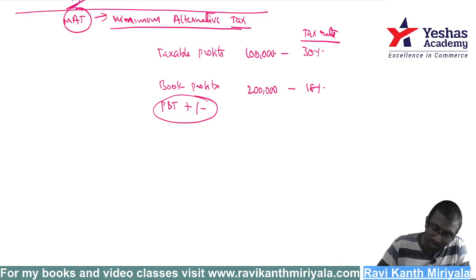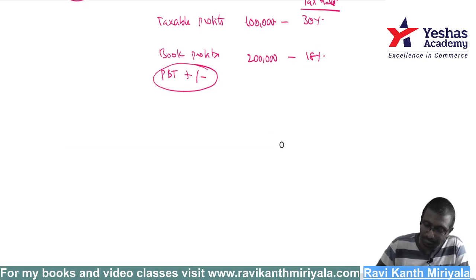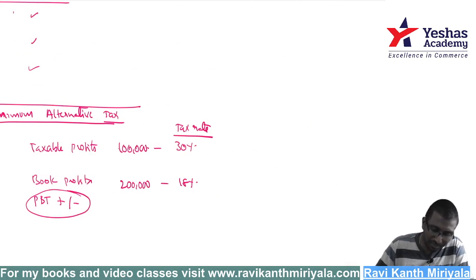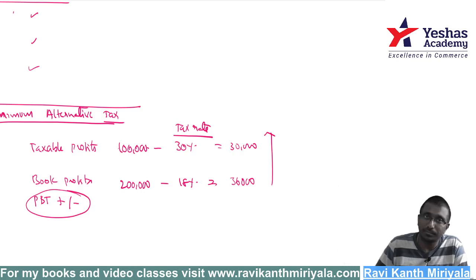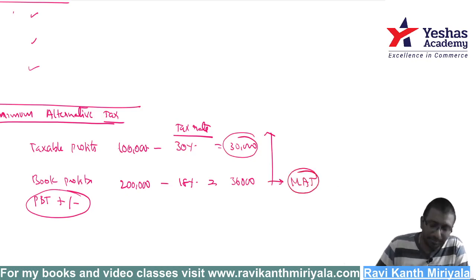Now they will check which is higher. What is the tax liability as per this? 30,000. As per this? 36,000 rupees. Whichever is higher, only that you are supposed to pay. Normal tax, regular taxation, is 30,000. What you calculate over the book profits is called MAT, minimum alternative tax. Your liability under MAT is 36,000, so you are supposed to pay 36,000.